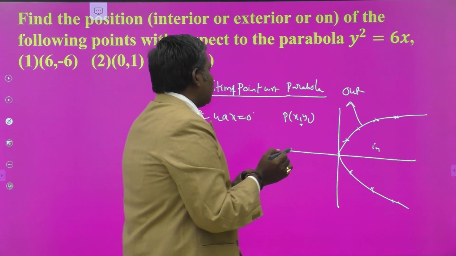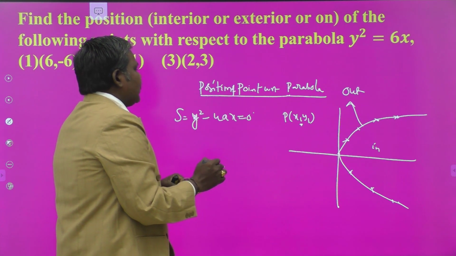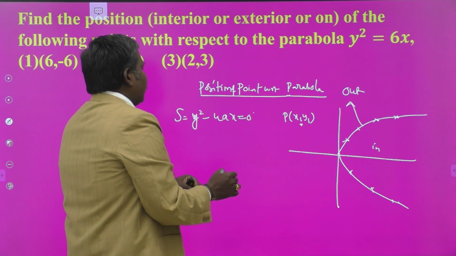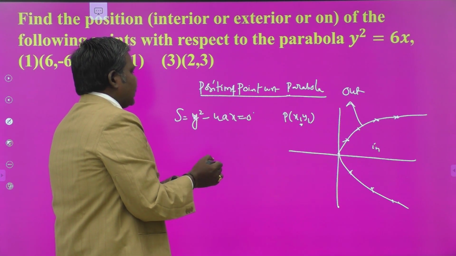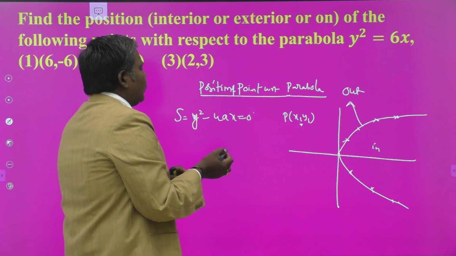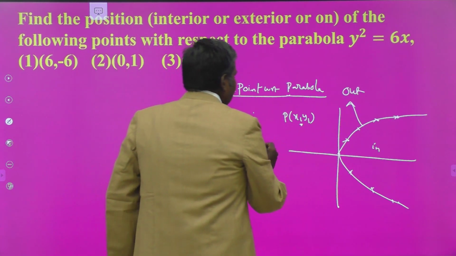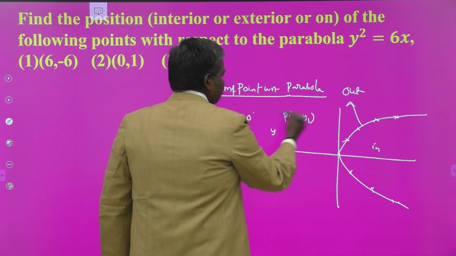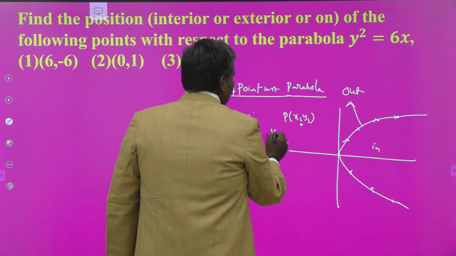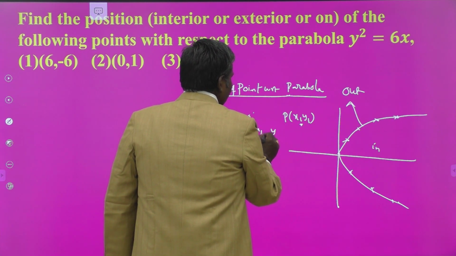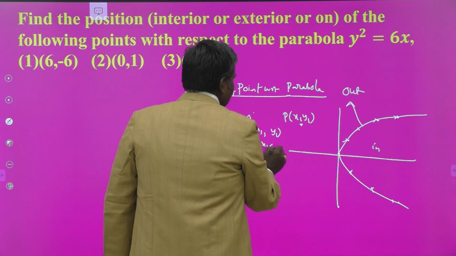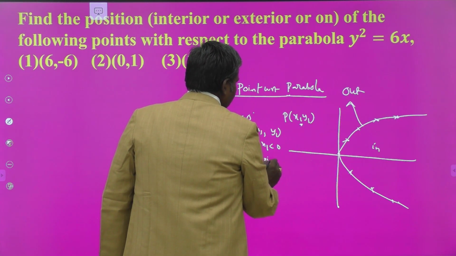Suppose your point is on the left side of the directrix here. For this y square equal to 4ax, a is greater than 0. Your point is what? Outside. So no need to check: x1, y1 is the point. For x1 less than 0, the point is outside.